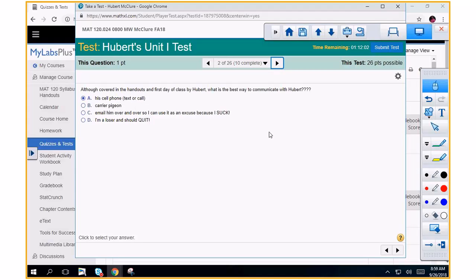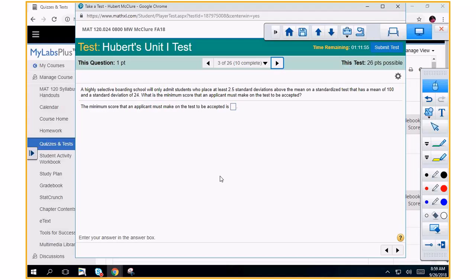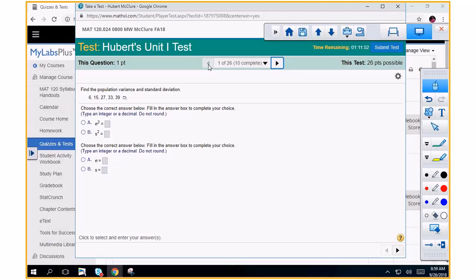Although covered in the handouts on the first day of class, what is the best way to communicate with Hubert? His cell phone. I have a question for the person. Yes, sir. Yes, ma'am.